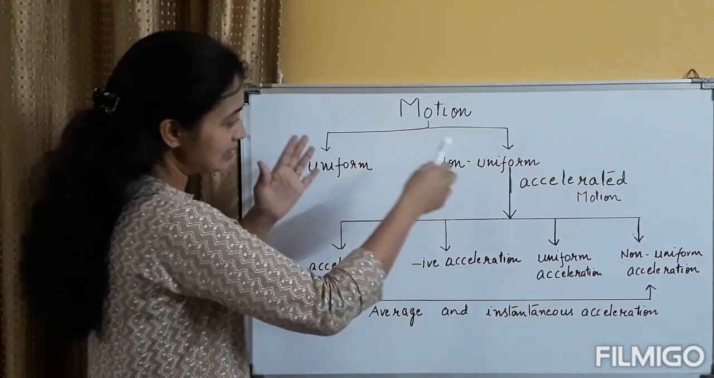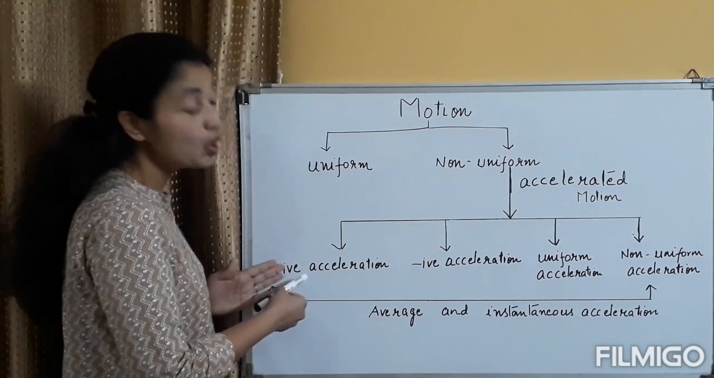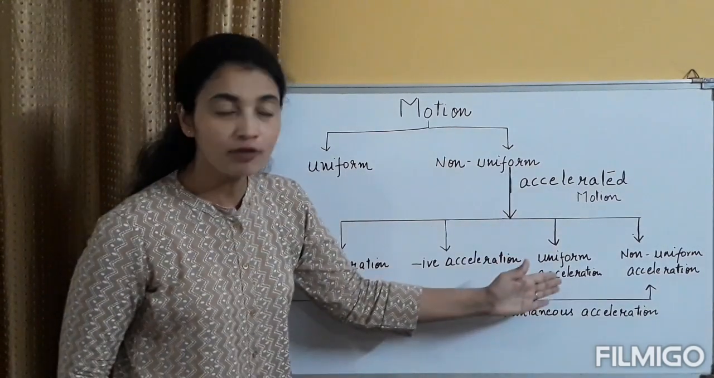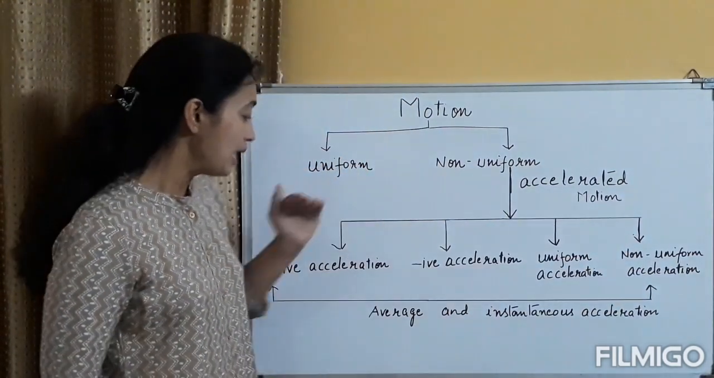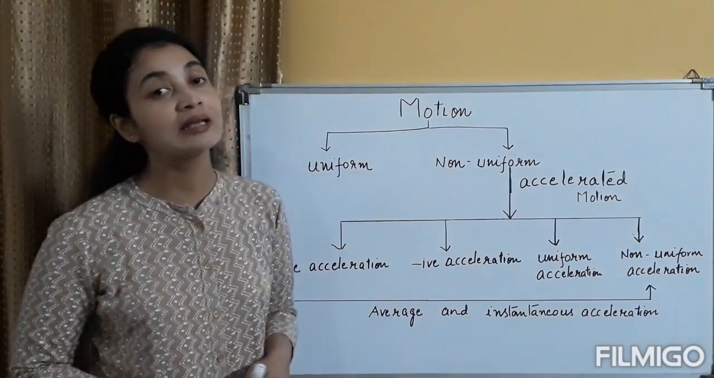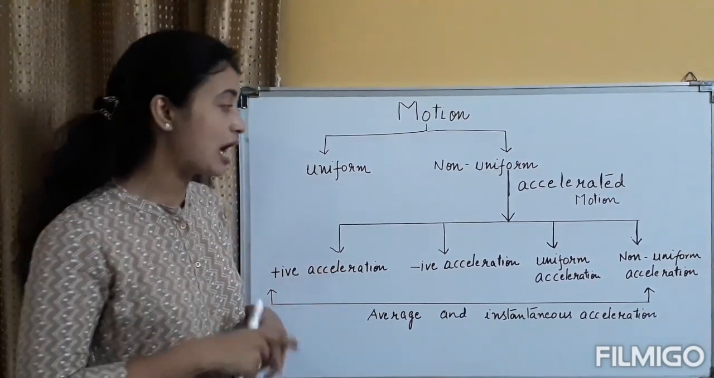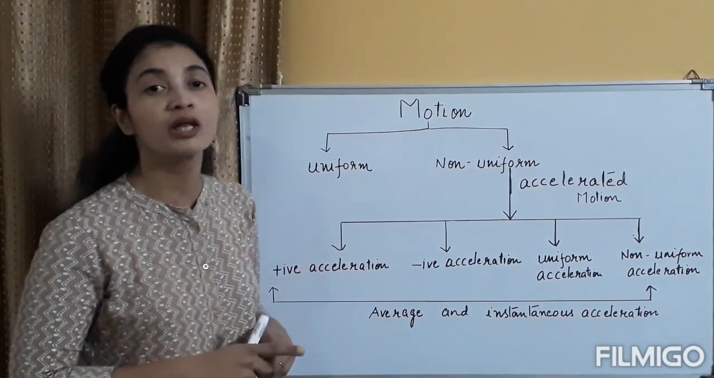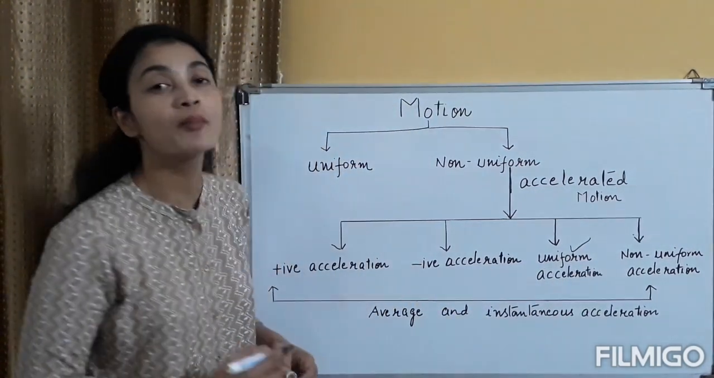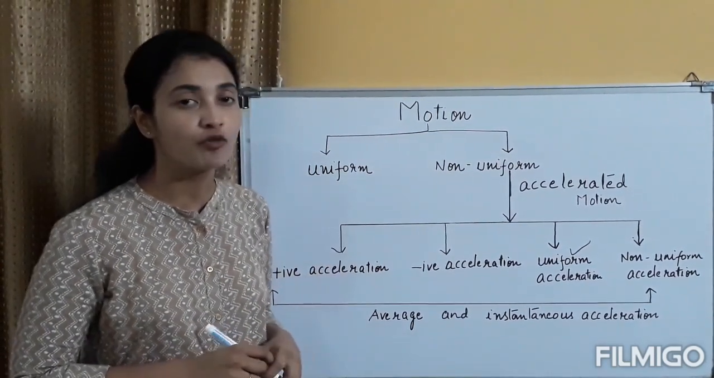Accelerated motion, this is a bird's eye view of the topic which I am giving you, can be further divided into types. Say acceleration can be positive, negative, can be uniform, can be non-uniform. And for all these cases, we can of course find average and instantaneous acceleration. But let me tell you, in this chapter of motion in 1D, we will be specifically concentrating on uniform acceleration only. But I will give you a little glimpse of non-uniform acceleration.